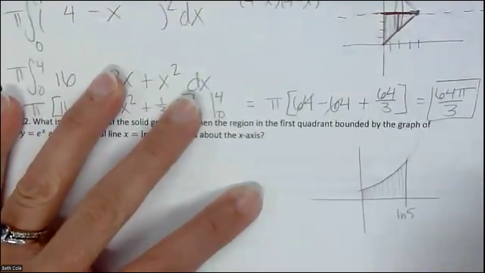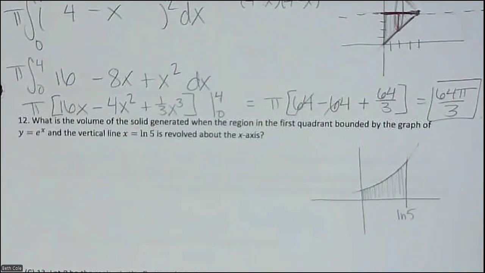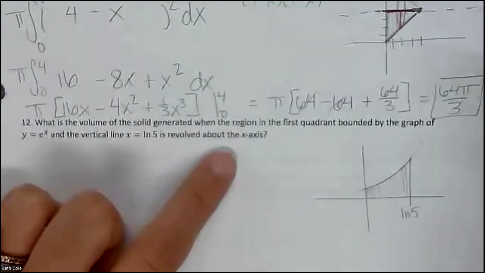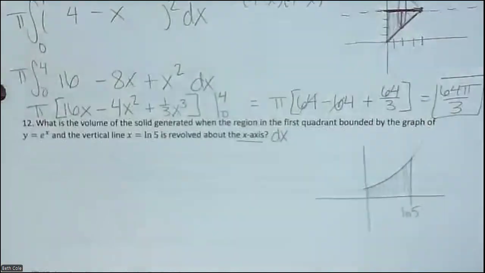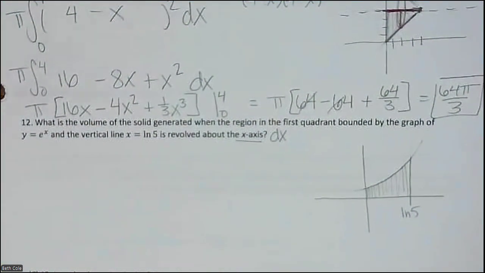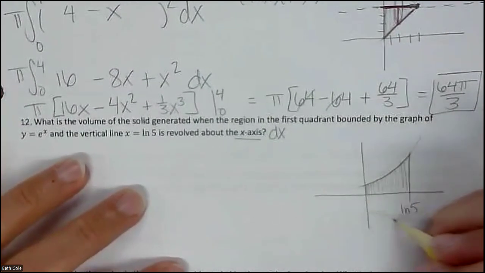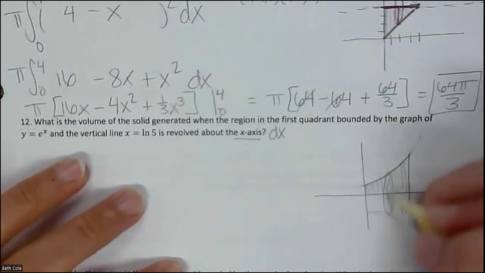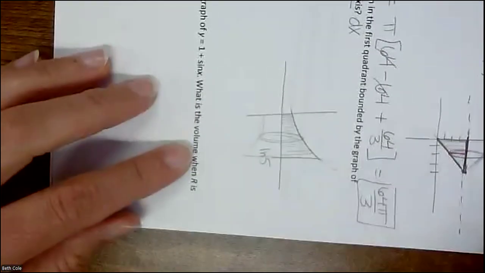If you want to erase all the little tails around it, you can do that. And they have to tell us what our axis of revolution is. So what are we revolving around? Yes, the x-axis. So it's dx. The x-axis is the easiest one because it's dx, and one of your graphs is going to be 0.